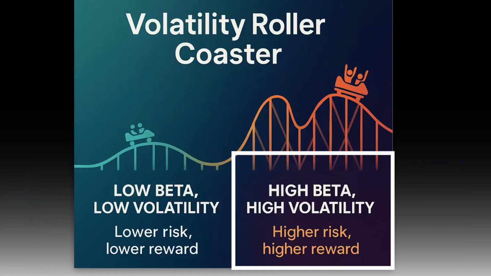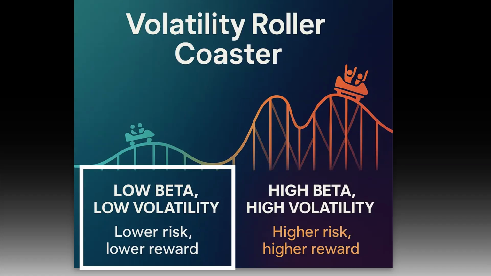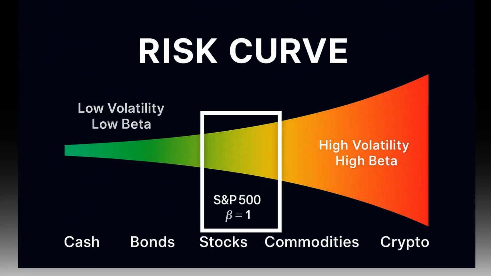High beta, high volatility are wild rides. Wild rides are higher risk with potentially higher rewards. Low beta, low volatility rides are boring. Lower risk, lower reward. Let's go ahead and start with the middle of the curve, stocks.